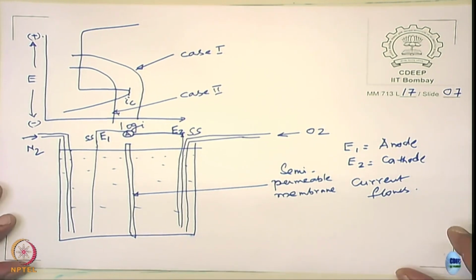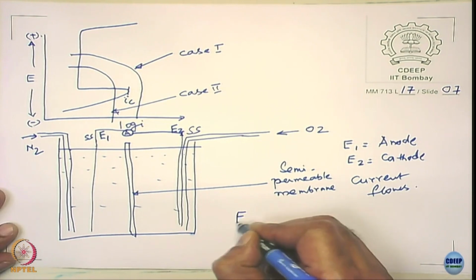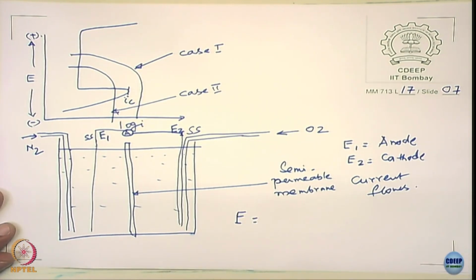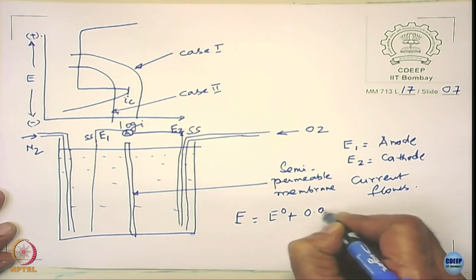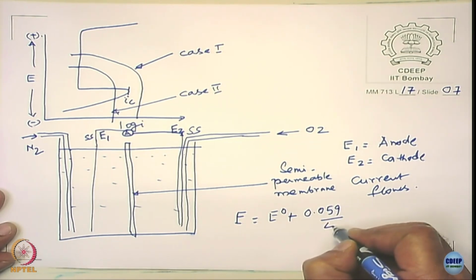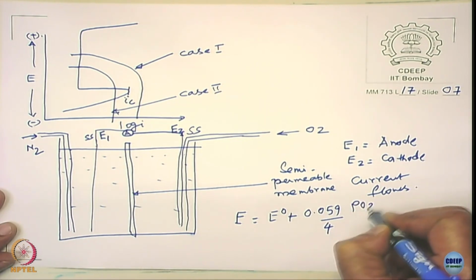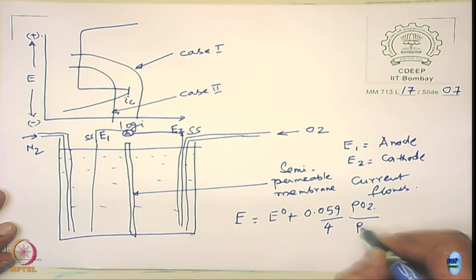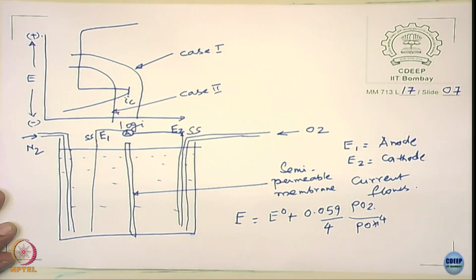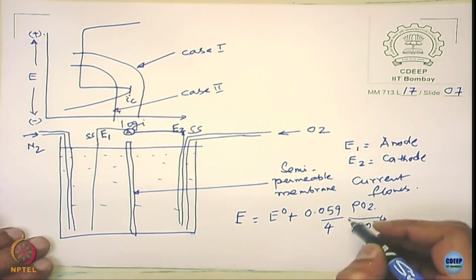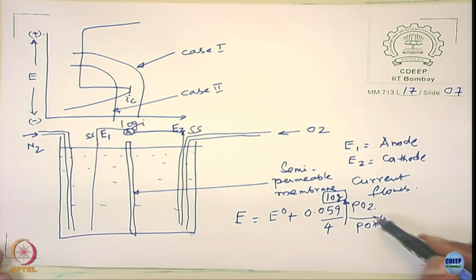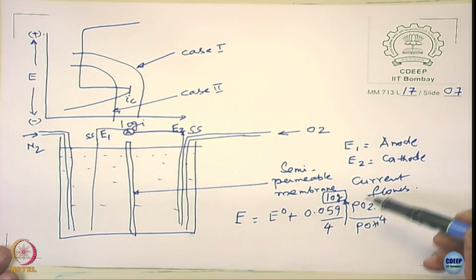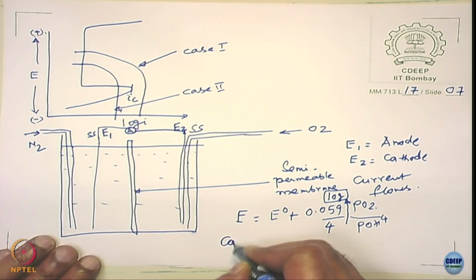Agreed? So what do you understand from here? In a metal, see the equilibrium potential for the oxygen system. What is this? E equals E naught plus 0.059 upon 4 log of the partial pressure of oxygen upon the concentration of OH minus to the power 4. Yes, I think it must be log here. So, when the oxygen partial pressure increases, the E increases, it becomes more noble, and so it sets up what is called a concentration cell.